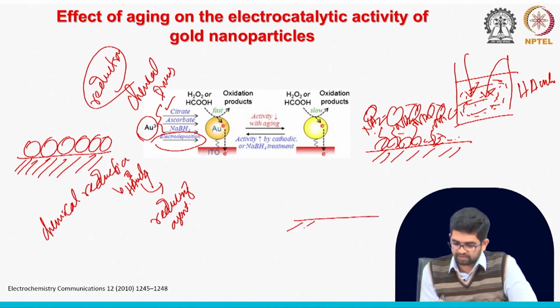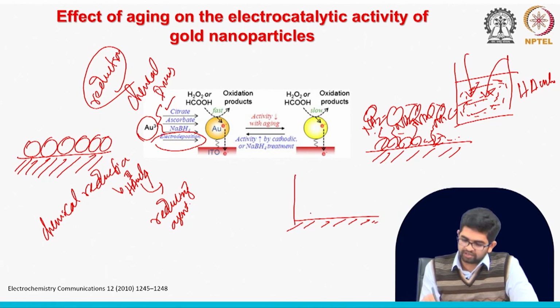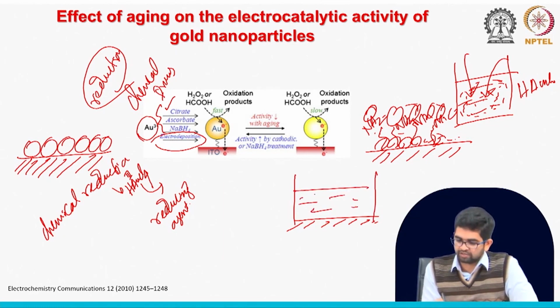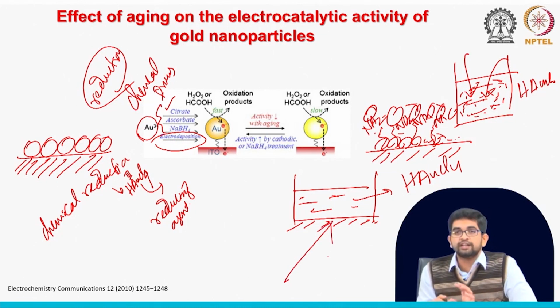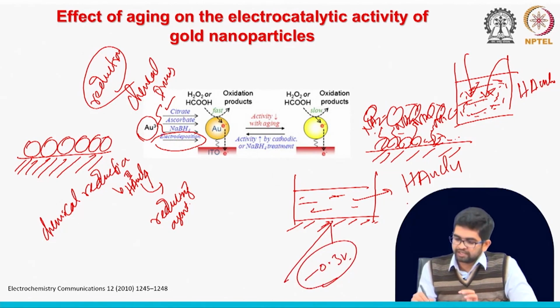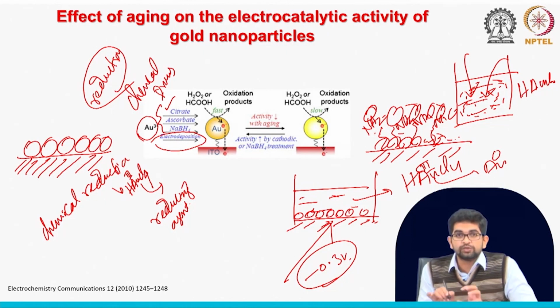Electrodeposition means you have an electrode surface, and on this bare surface you have a solution of chloroauric acid, HAuCl4. Then you apply a negative potential, suppose -0.3 volt. If you apply it, then this gold(III) will come to Au0, the gold zero state. Then the nanomaterial will be formed.